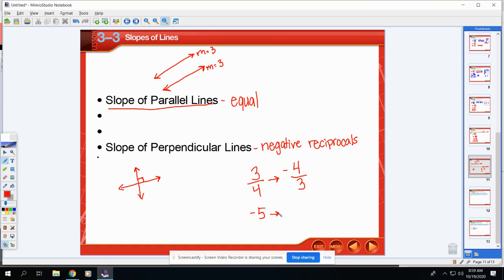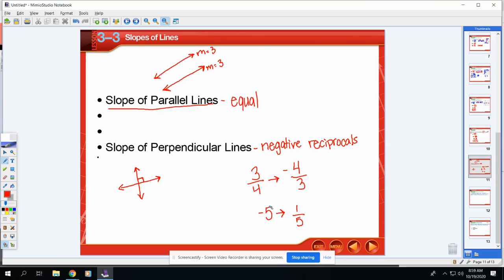So in this case, it's tough because this does not look like a fraction, but just know that anything divided by 1 is the same thing as itself. So -5 here divided by 1 would still be -5. So what we're going to say here is we're going to flip our imaginary fraction over. So this is going to be 1 over 5. And if I have to make this a negative reciprocal and it's already negative, all I'm going to do is take that negative away.